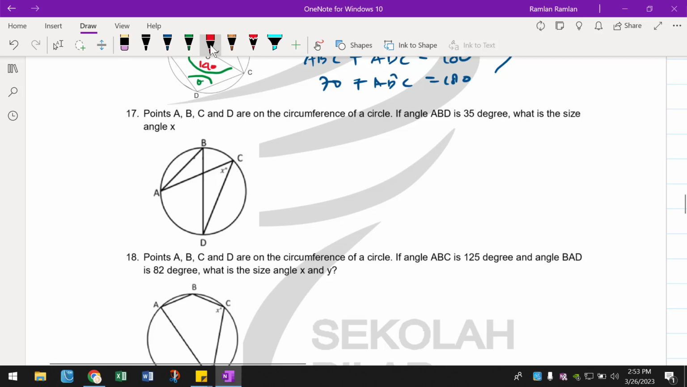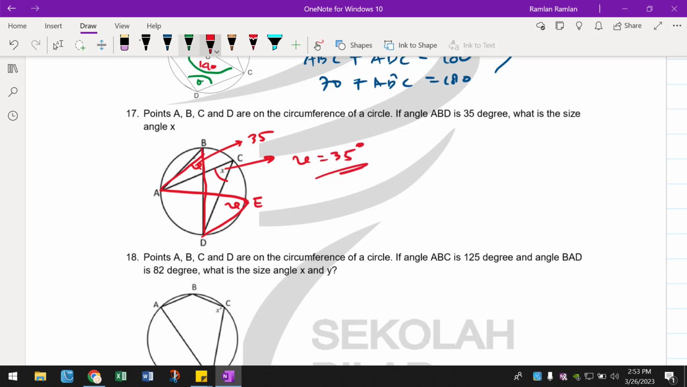Okay, for number 17, points A, B, C, and D are on the circumference of a circle. If angle ABD is 35 degrees, what is the size of angle X? Now this is actually pretty straightforward also. If you see an angle like this over here, let's say I have another point here, E, and I draw a line from A and also D like this. So this is also going to be X. As you can see, A to B and B to D is actually the same thing, so this is also X, right? Since angle ABD is 35 degrees, angle X is also equal to 35 degrees.